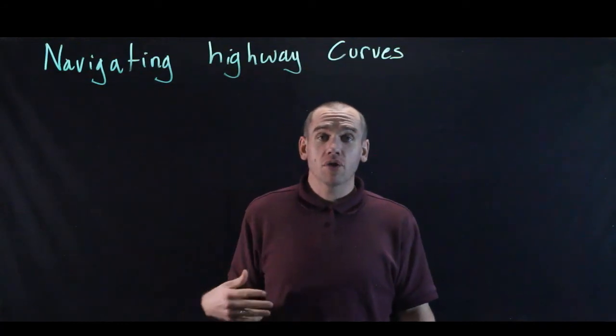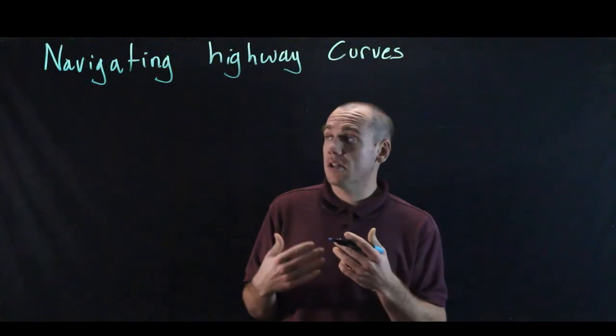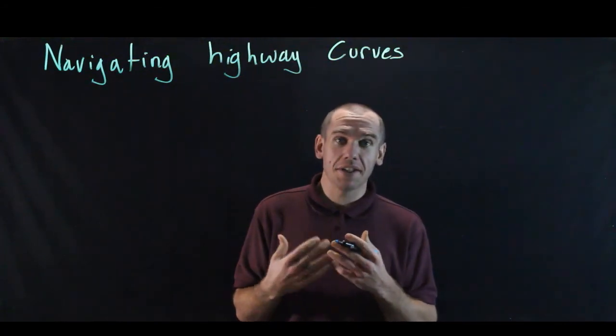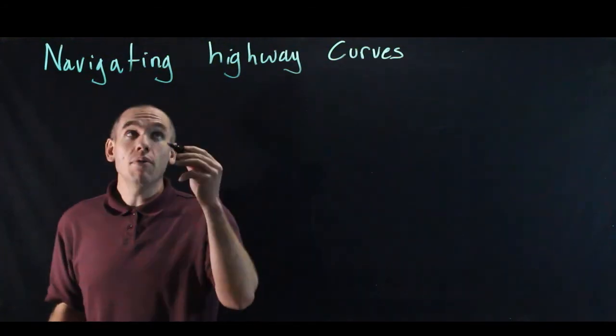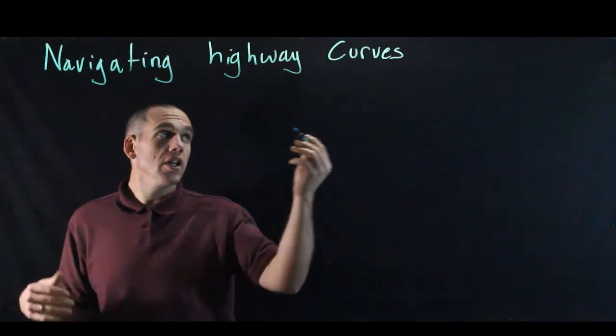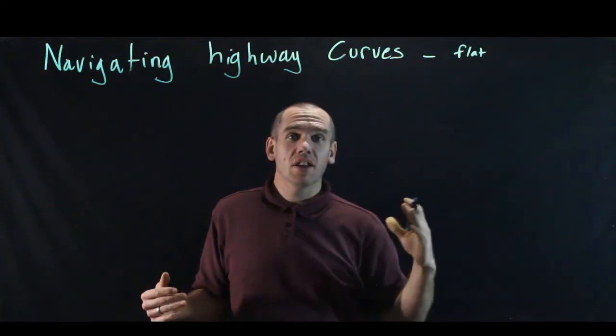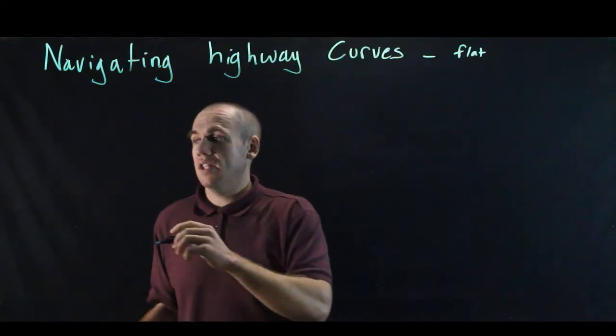We know that when an object travels in a circle, it takes a force to push that thing around the circle to keep it accelerating centripetally. Now, what I want to look at in this lesson is what happens when you go around a corner in your car. And we're going to just keep this video to flat curves. So we're not going to look at things that are banked up at an angle. We're just going to leave these things flat.